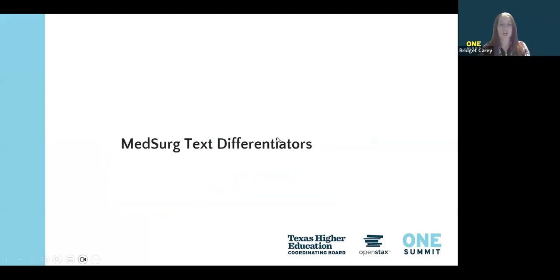And now let's talk about what makes this text different. What are the differentiators from what we are doing with OpenStax and the open resource, and how you can utilize this. So I believe, Dr. Palozie, you are up first.